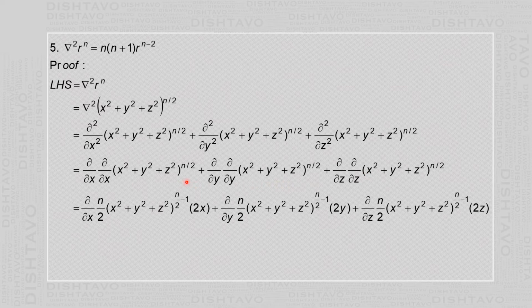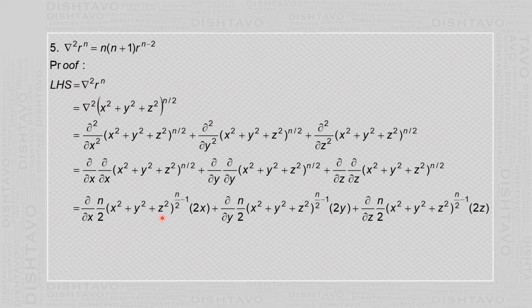So let us now consider the first term, and first we'll differentiate the scalar function with respect to x partially. When you differentiate this term partially, n by 2 comes as a multiple and the power reduces by 1, so it becomes n by 2 minus 1. Then we partially differentiate what is inside the bracket: the partial derivative of x square with respect to x is 2x, the partial derivative of y square is 0 with respect to x, and the partial derivative of z square with respect to x is 0.